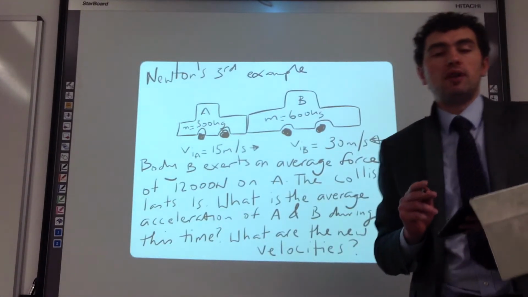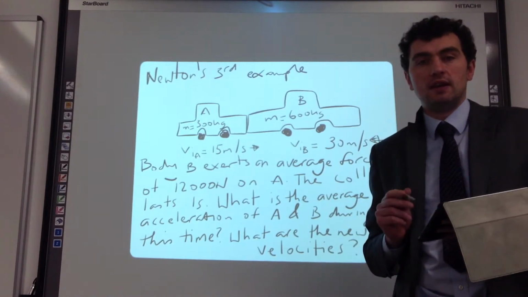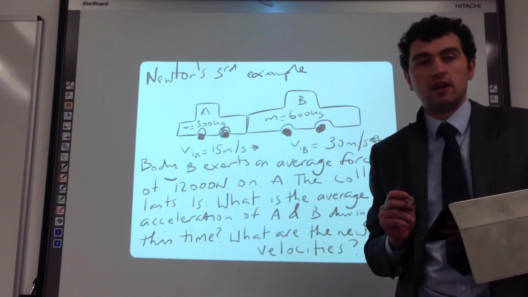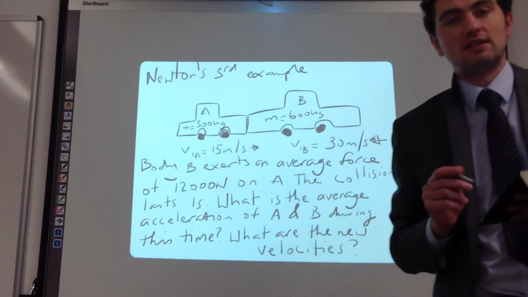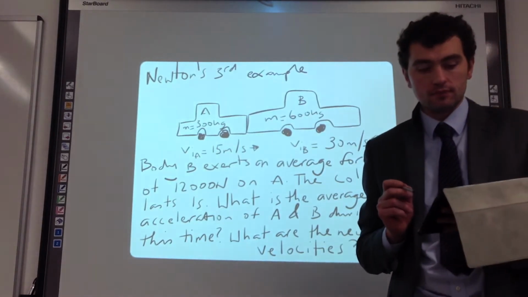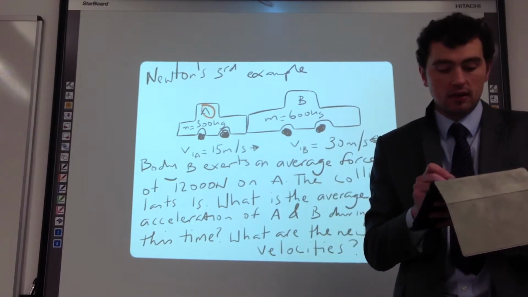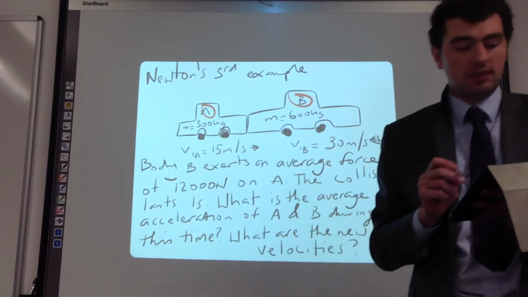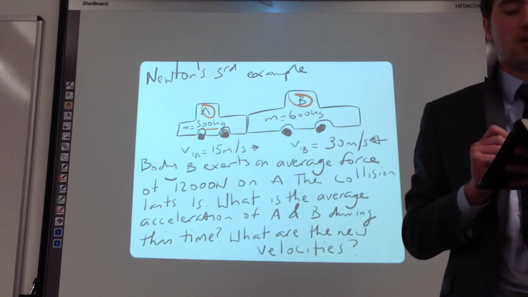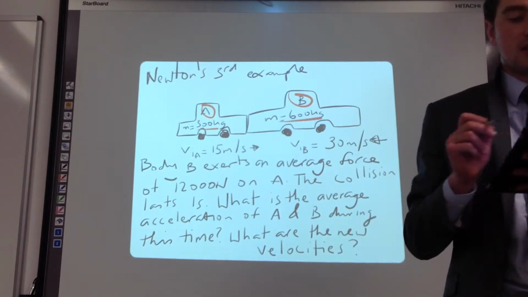Okay, the important thing to realise with Newton's third law is that although the forces are equal and opposite, this can result in different accelerations because the mass of the bodies, A and B, might be different. Here's body A and here's body B. Body A has got a mass of 300, body B has got a mass of 600.